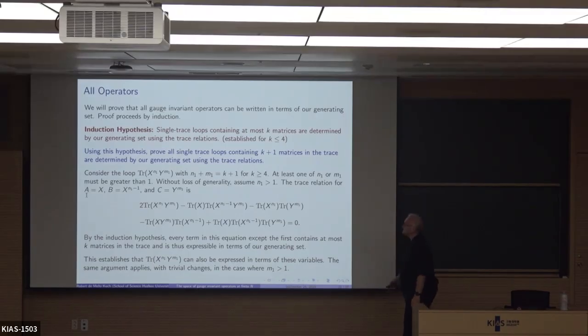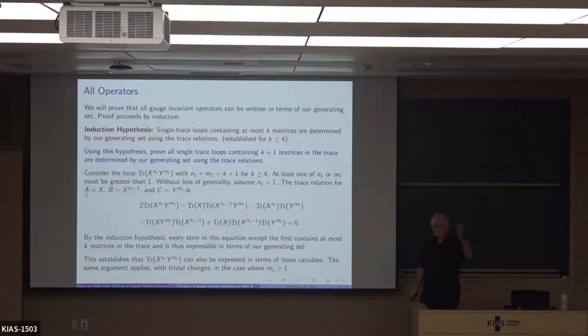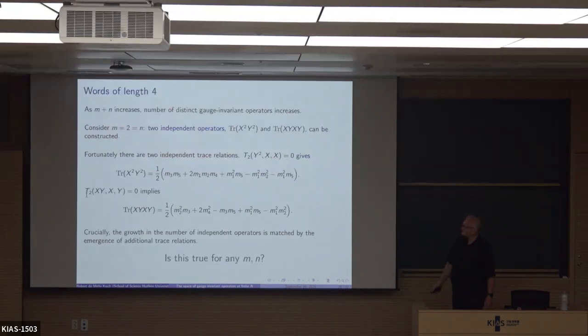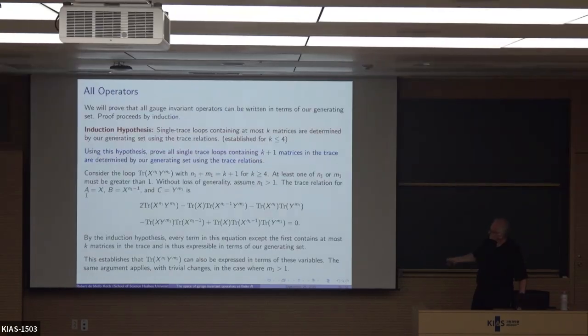Now let's go to the most general gauge invariant operator. The most general gauge invariant operator takes this form: trace of x to a power, y to a power, x to a power, y to a power, and so on. So we've got blocks of x, y powers, the red block, blue block, all the way up to the teal block. If there are q of these blocks of x, y powers, I'm going to call that a type q invariant. In that language, the example that we studied on this slide is a type 1 invariant.